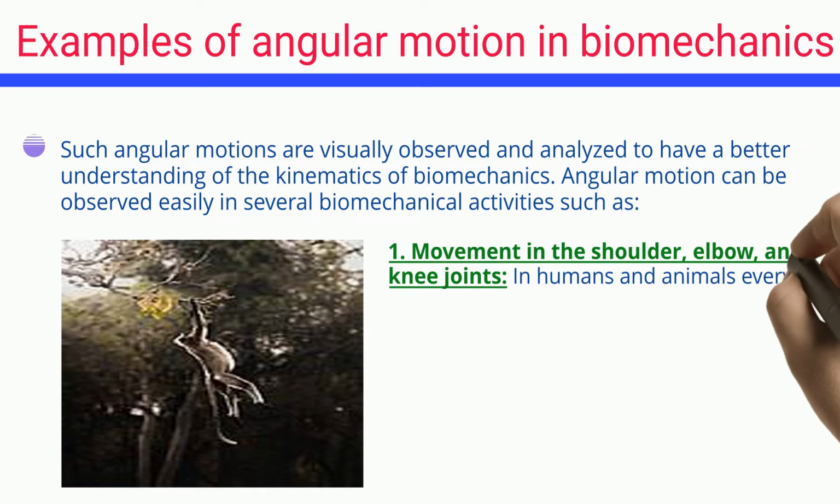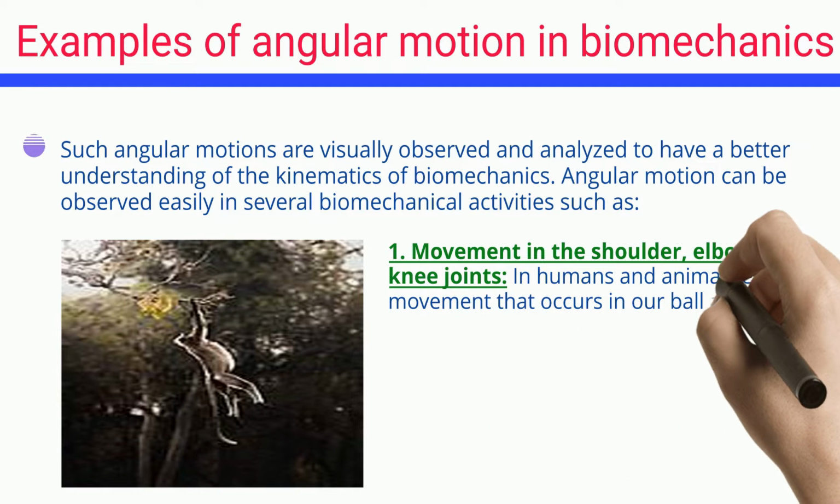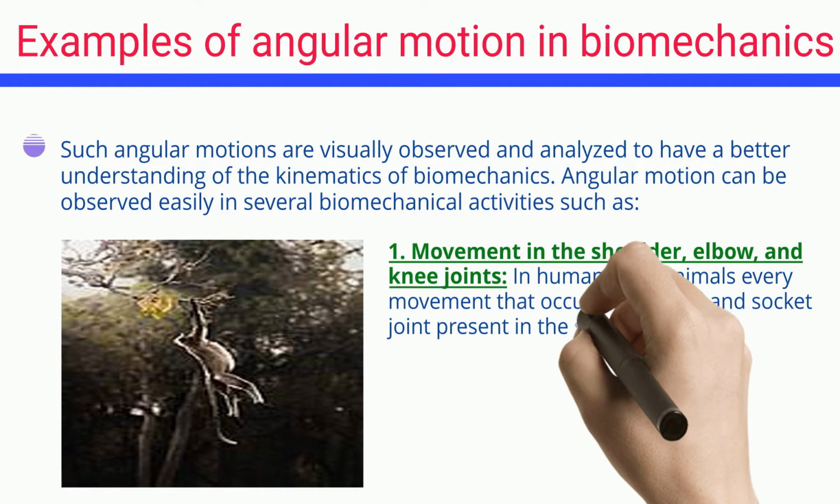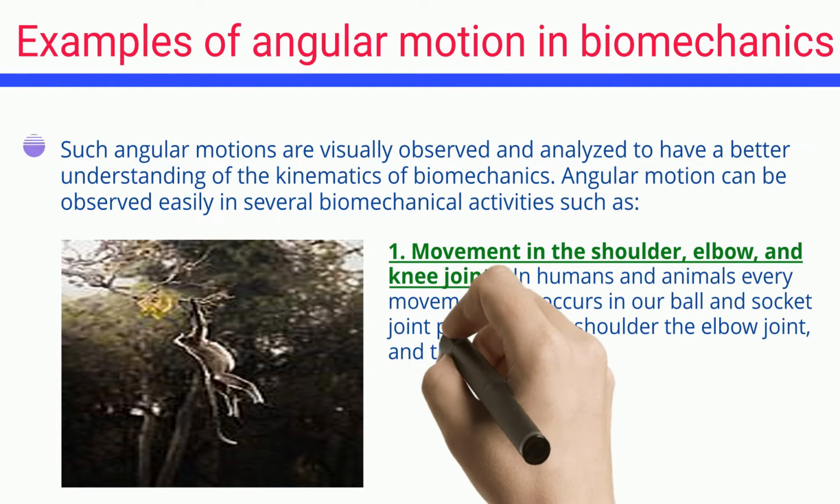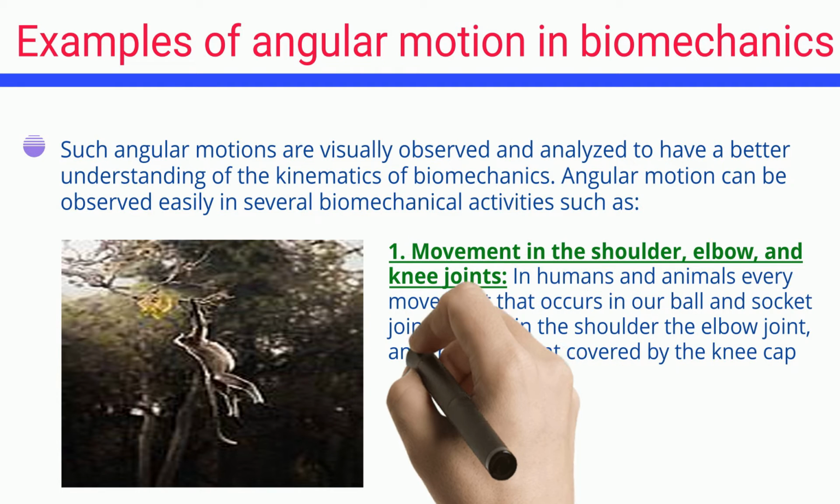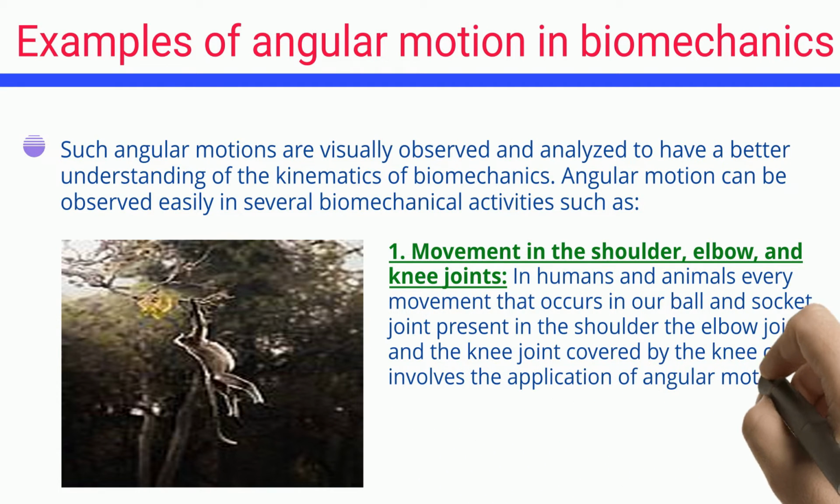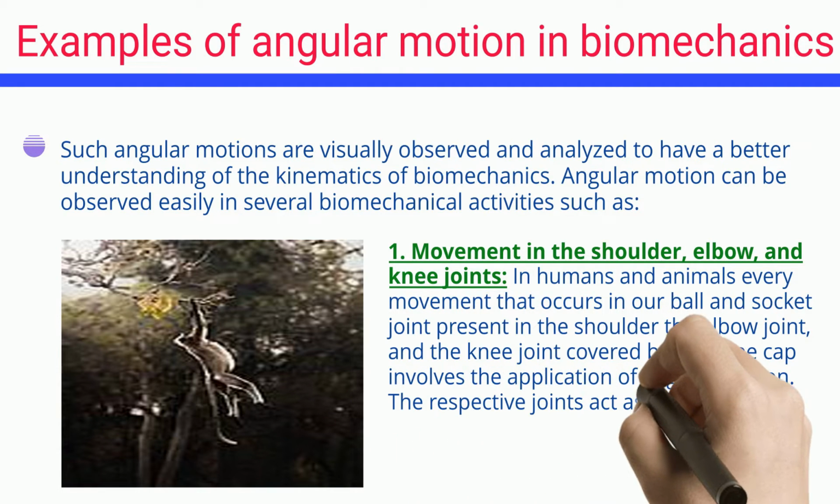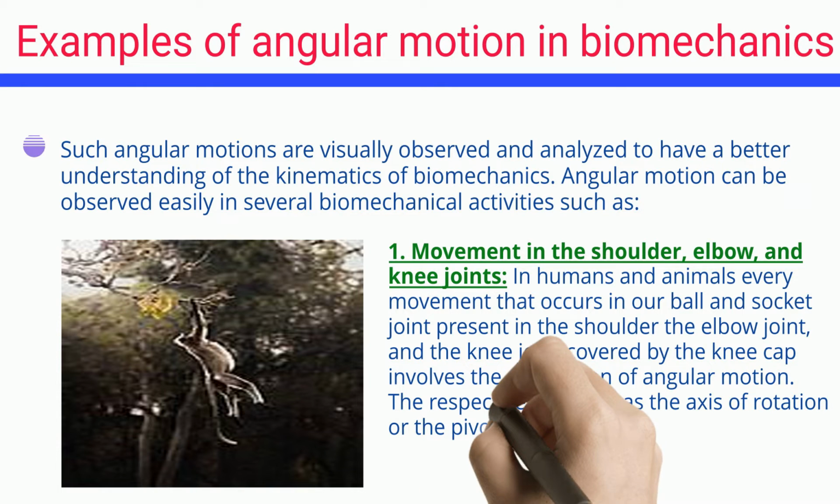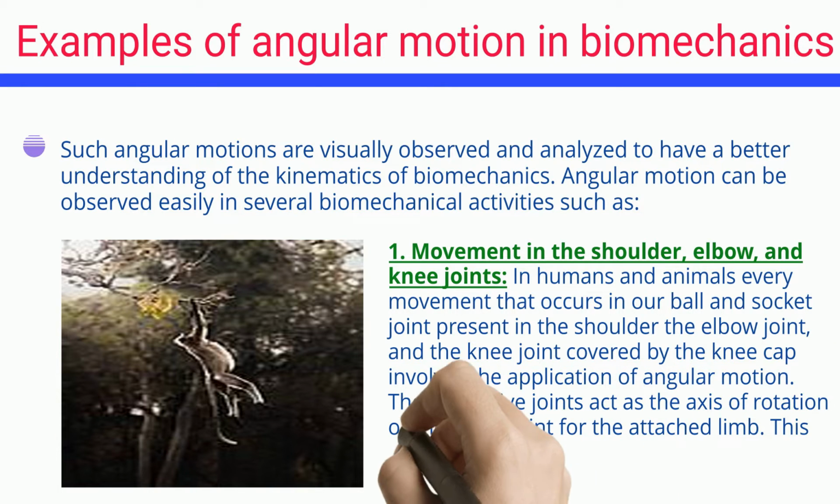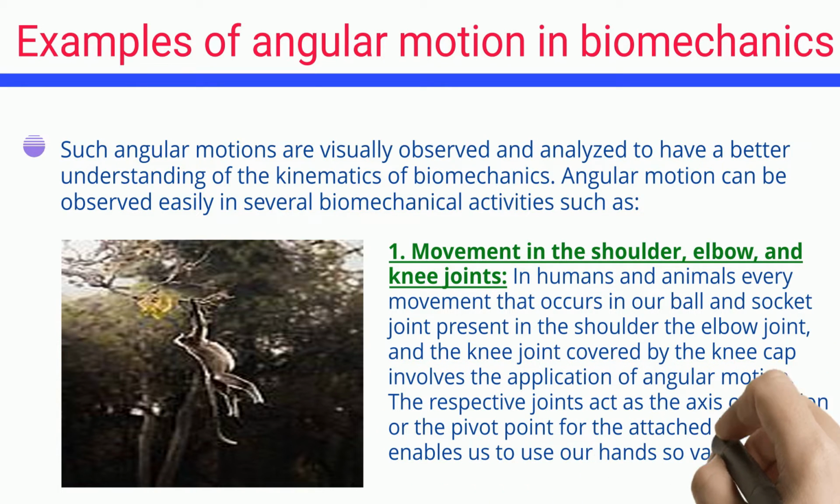In humans and animals, every movement that occurs in our ball and socket joint present in the shoulder, the elbow joint, and the knee joint covered by the kneecap involves the application of angular motion. The respective joints act as the axis of rotation or the pivot point for the attached limb. This enables us to use our hands for various activities, and walk with our legs.